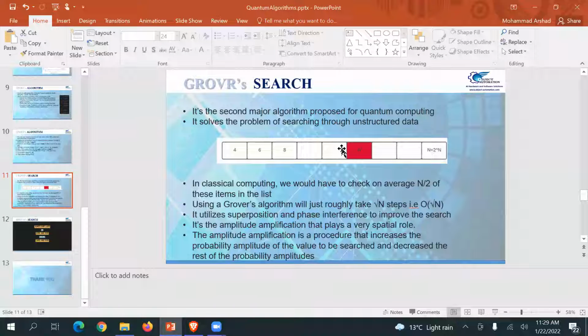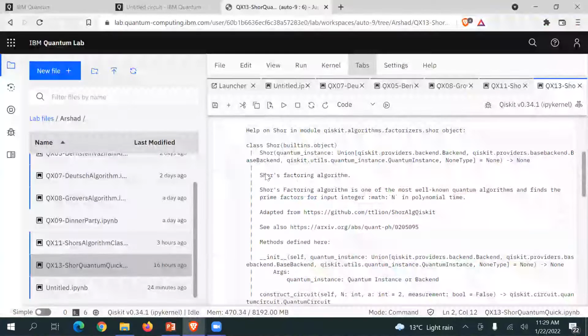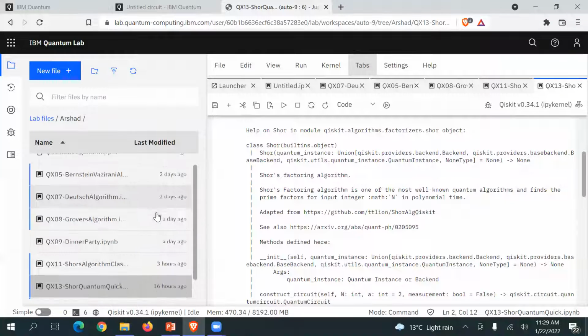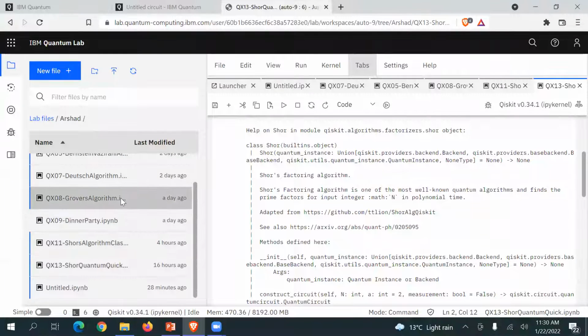If any qubit moves in the same phase direction, it amplifies the state, and that amplified state comes to a winning position. Amplitude amplification is a procedure that increases the probability amplitude of the value to be searched and decreases the rest of the probability. So finally the highest probability value, which is in the winning state, gets amplified, and the rest of the amplitudes get suppressed. So let's come to the implementation of Grover's algorithm.